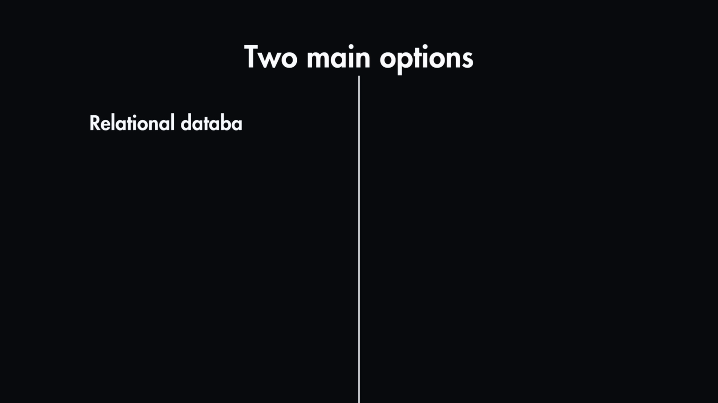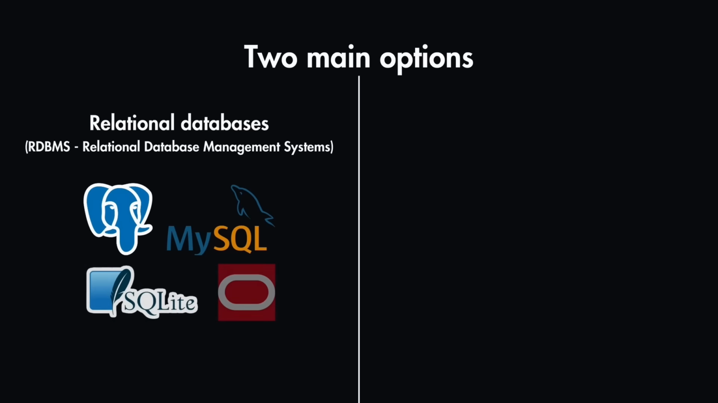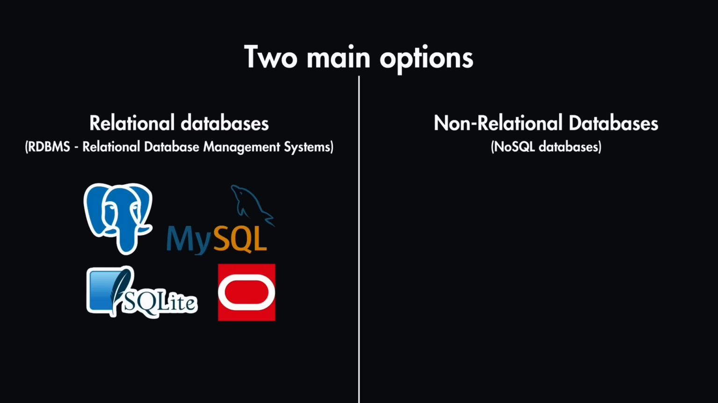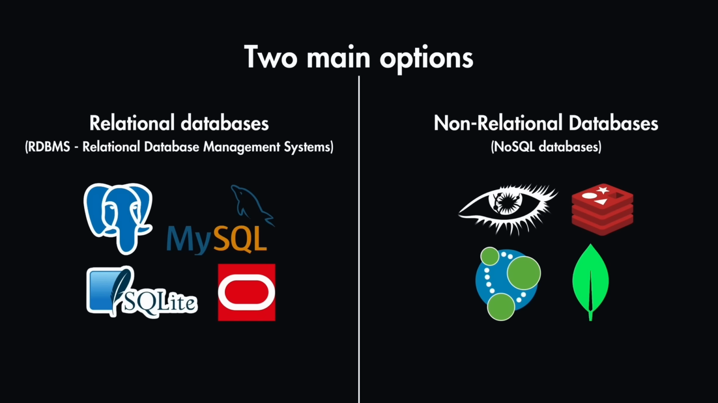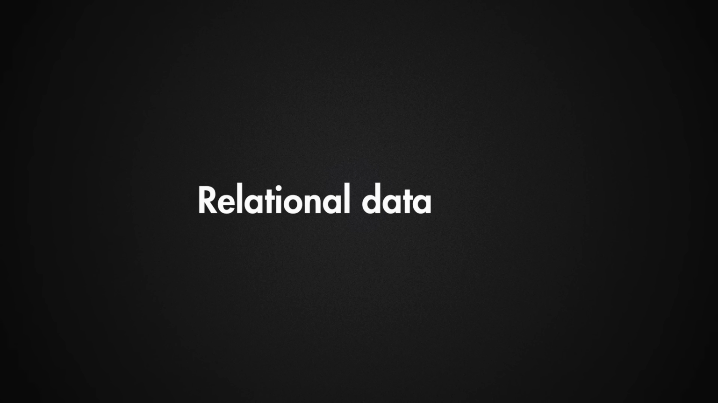The first option is relational databases, or RDBMSs, which are structured in tables and rows. Some popular examples are PostgreSQL, MySQL, Oracle Database, or SQLite. On the other hand, we have non-relational or NoSQL databases. These are suited for applications that require flexibility and fast access to large volumes of unstructured data. Some examples are Cassandra, MongoDB, Redis, or Neo4j. Let's start by exploring the relational databases.